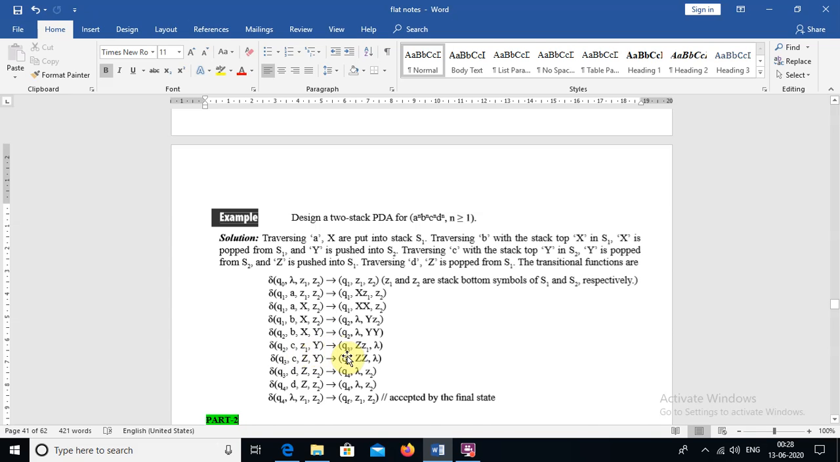So you have to move to Q3, and you can push ZZ1, where Z is a new stack symbol and Z1 is the initial stack symbol of S1. You can push those two into S1, and lambda, which is nothing but epsilon, into the S2 stack. Okay, so you are in the Q3 state. New input symbol C, Z on top of stack 1, Y on top of stack 2. You are in the same state Q3. You can push ZZ into S1, lambda into S2. So you are in state 3.